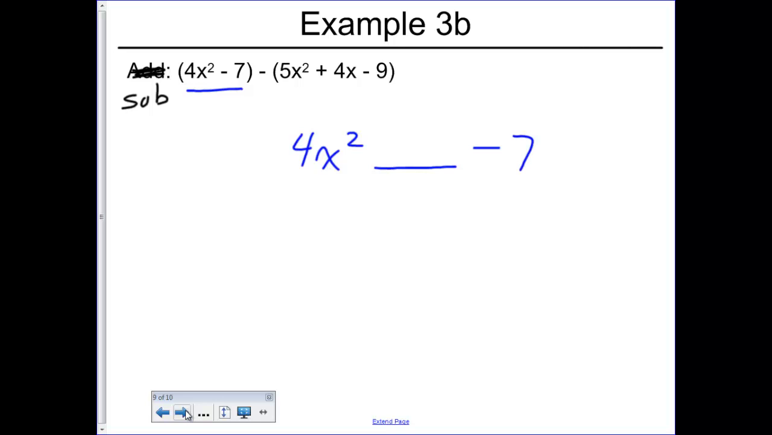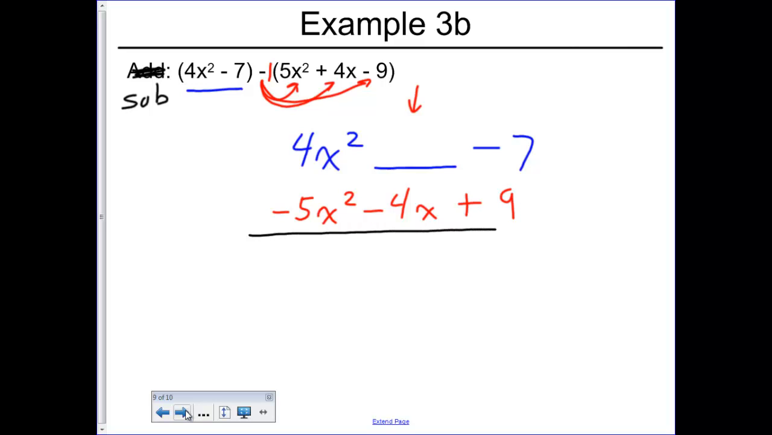Then I'm going to distribute my negative here. So it's actually a negative 1. Negative 1 times 5x squared gives me a negative 5x squared. And I'll just line it up vertically underneath like terms. Then a negative 1 times 4x is a negative 4x, so minus 4x to the first. Remember, I have no x to the first up here, so I'm just leaving that blank. And then a negative 1 times negative 9 will give us a positive 9.